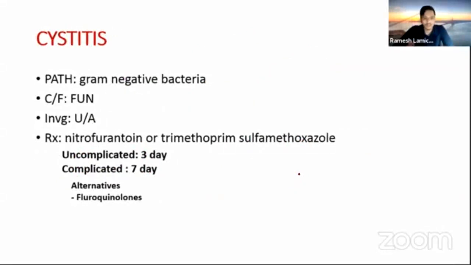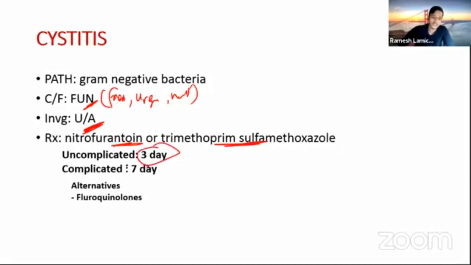Okay, so cystitis. The patient will present with suprapubic pain, and an irritative syndrome: frequency, urgency and nocturia. For investigation, we have to do urine analysis. For treatment, we start nitrofurantoin or trimethoprim sulfamethoxazole, right? This depends on whether it is uncomplicated or complicated. I will discuss what is uncomplicated and what is complicated. For uncomplicated we give 3 days and for complicated we give 7 days.